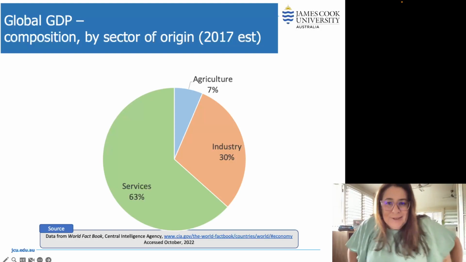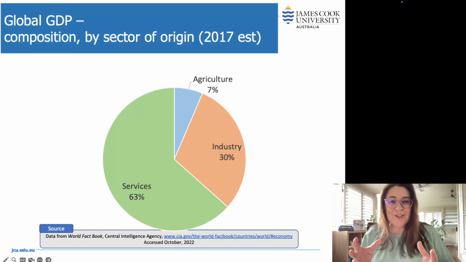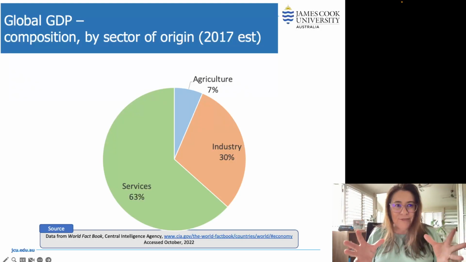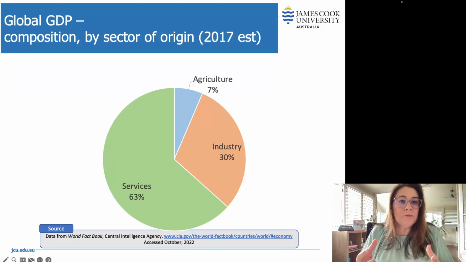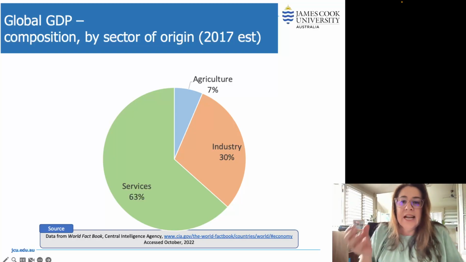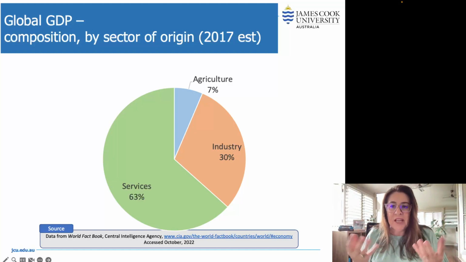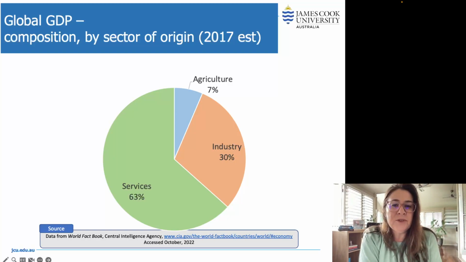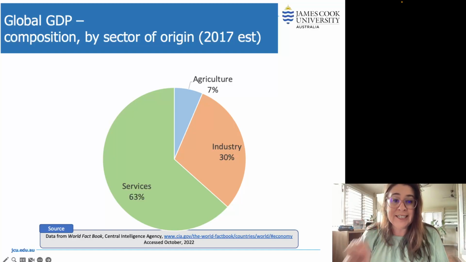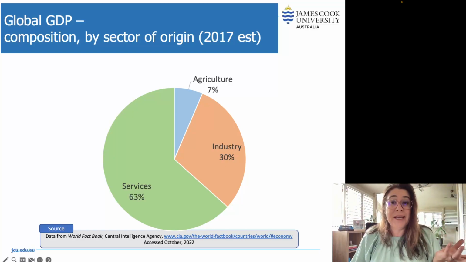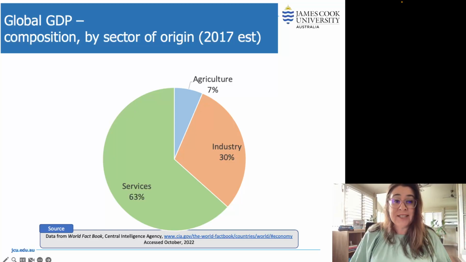So, according to the World Factbook, a website that's been produced by the US Central Intelligence Agency, they have a plethora of information on different global industries and economies. They have basic intelligence on history, people, government, economy, etc. of around 266 world entities. From this report, which was done in 2017, the services sector makes up 63% of the overall global GDP, which is pretty massive. More than half of our global GDP, or gross domestic product, is made up from the services industry.